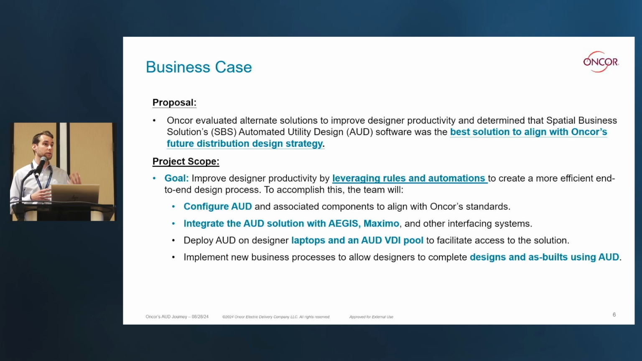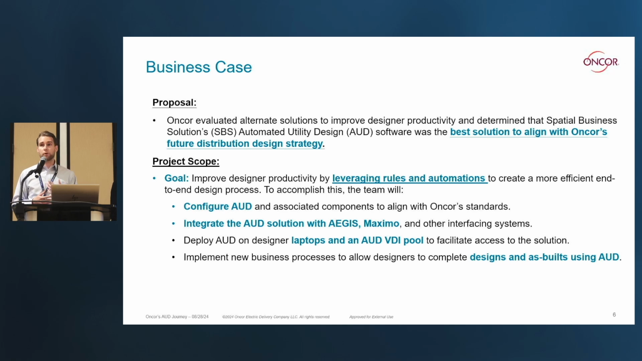And so we did an initial assessment and we found AUD, and from there we looked at AUD's offerings, what they're able to do automation-wise, and how they're able to plug in with our architecture, and thought this is the best system for us to proceed forward with. So from there, what's our goal? How are we going to leverage this system?